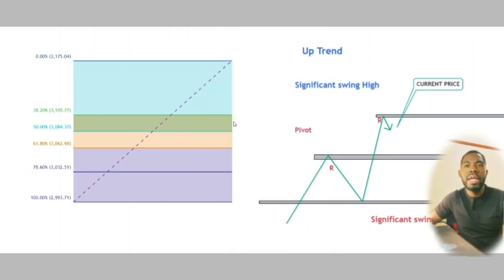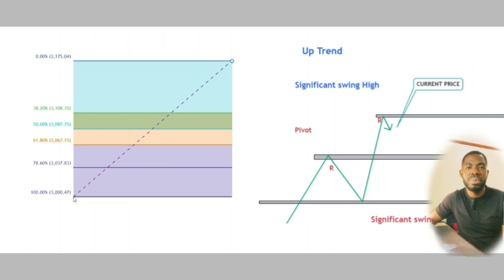So this is how a Fibonacci retracement tool looks like. It has these levels: there is this 100% level, there is this 78.6 level, 61.8 level, 50% level, 38.2 level, and obviously the 0% level retracement. Those are the levels that I've chosen.